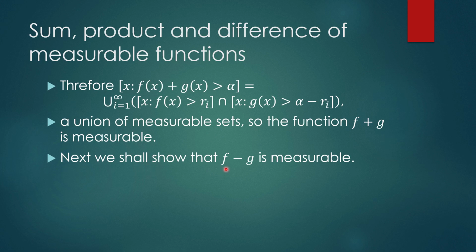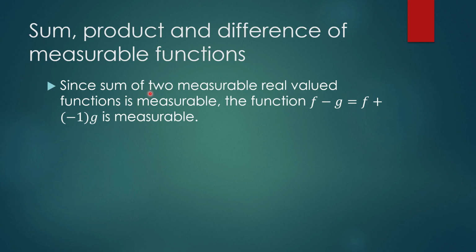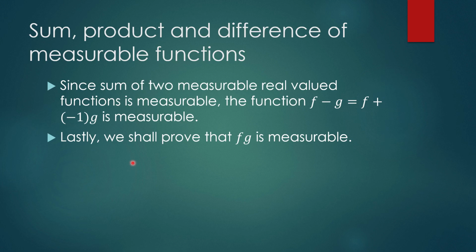So next we shall show that f difference g, that is f minus g, is measurable. You can multiply g by minus 1, that is, put it in the form cg, where c is equal to minus 1, a constant multiplication of the function g, and therefore minus g is measurable. Whenever g is measurable, minus g is measurable. Since the sum of two measurable real valued functions is measurable, as we have just shown, you can write f minus g exactly as f plus minus g. Minus g is measurable, f is measurable, so their sum is measurable, but their sum is f minus g.